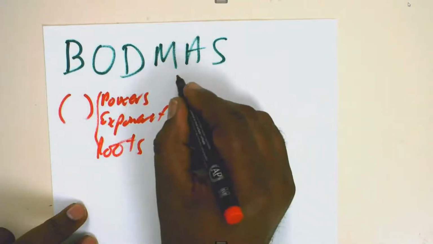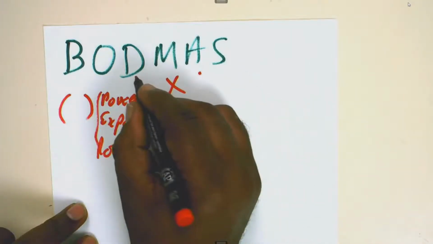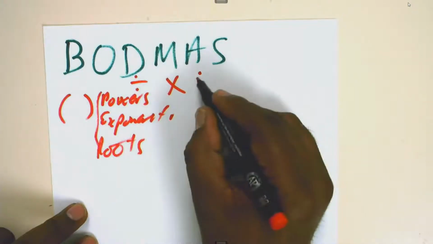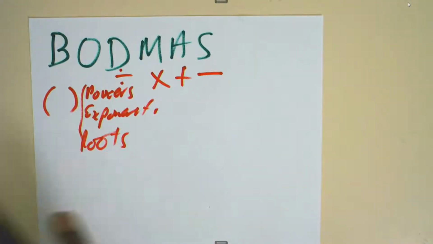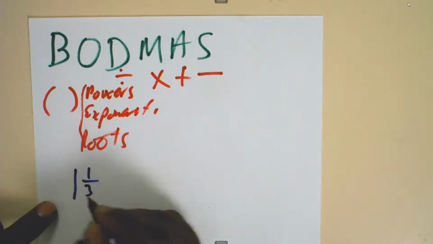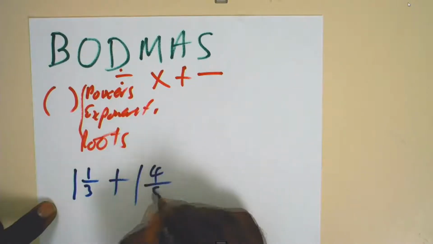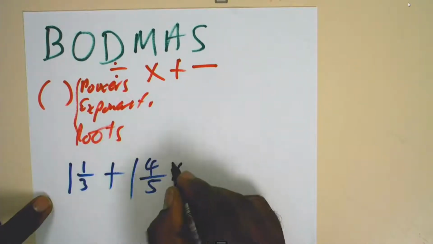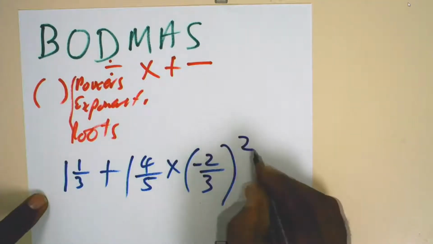And of course your multiplication, your division, multiplication, addition, and subtraction. And you always move from left to right. Let's check this one for starters. We've got 1 1/3 plus 1 4/5, multiplied by minus 2 over 3, all squared.